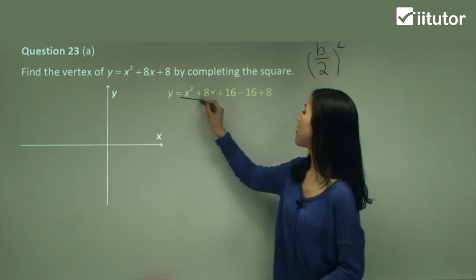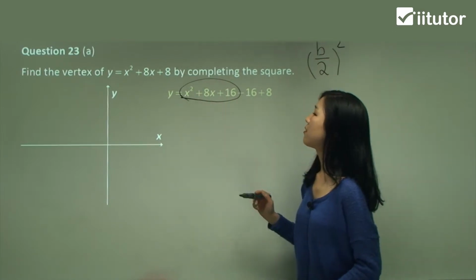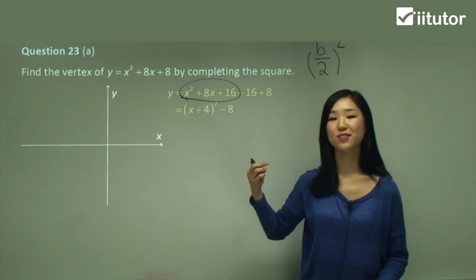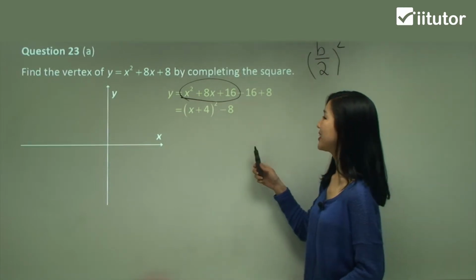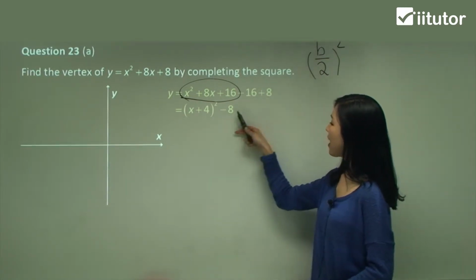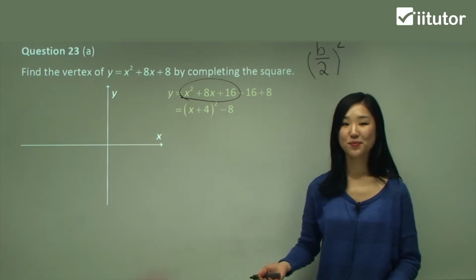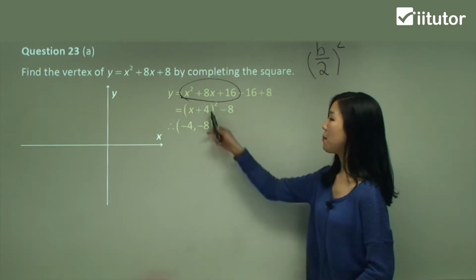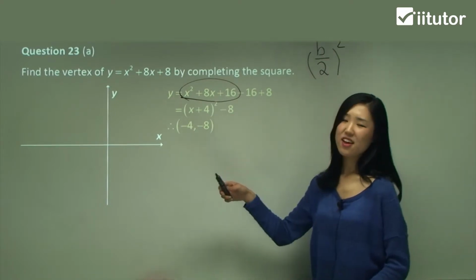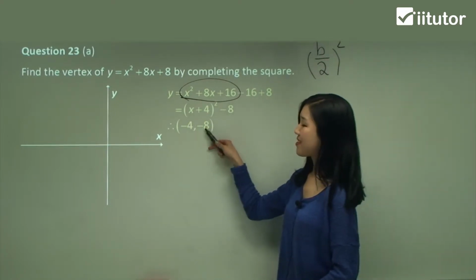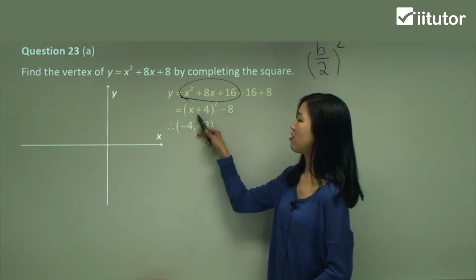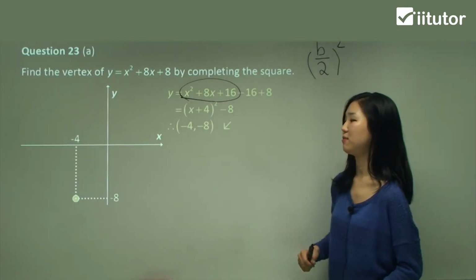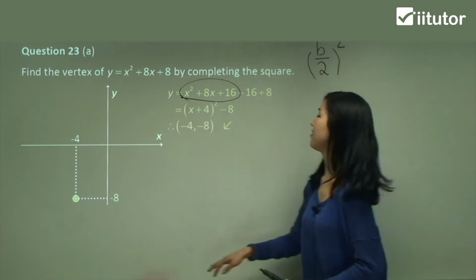And then just group the first 3 terms, and that will be a perfect square as x plus 4, the whole thing squared. Okay, x plus 4 squared. And then minus 16 plus 8 is minus 8. So I've got the form again. What's the vertex? Minus 4, minus 8. So the y stays as it is, but the x just changes sign, and that's it. Okay, so minus 4, minus 8. Just plot that in. Okay, guys?